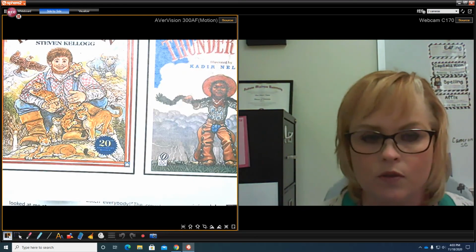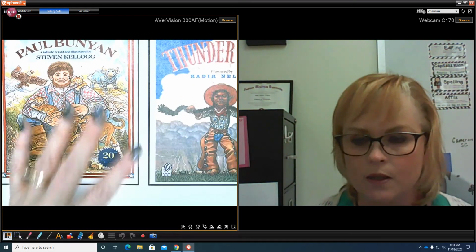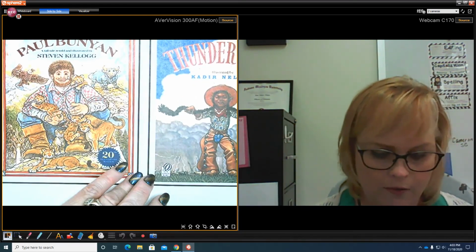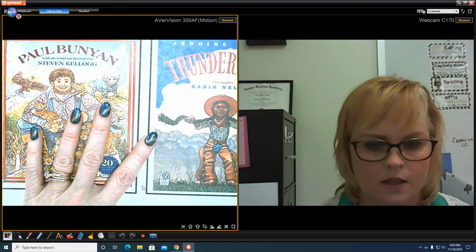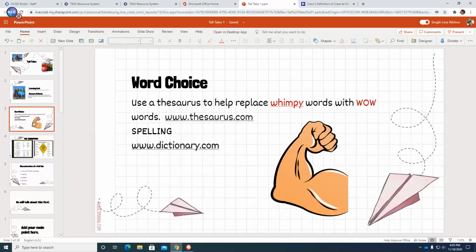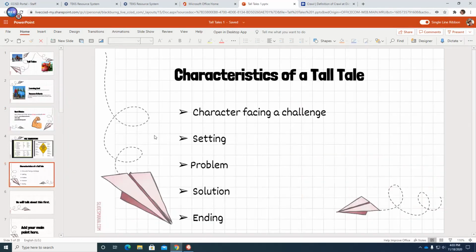Make sure you have those hyperboles, make sure you have those similes in there, and make sure that you have all those important parts that we talked about. So let's take a look here. And in summary, characteristics of a tall tale. We need a character facing a challenge. Remember, we have some kind of wicked weather. We have to have a setting and a problem. We have to have a solution, and we have to have some kind of ending. How everything's wrapped up and what's going to happen from this point on.